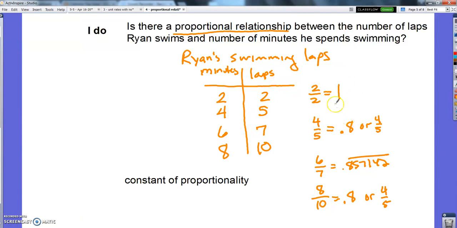And here I do not have the same. These don't match. These are not all the same ratio. They're not equivalent ratios for the same value. So I would say no. This is not a proportional relationship because those don't match. The number of minutes and the number of laps are not always coming in the same ratio.